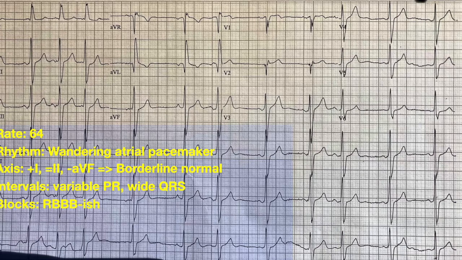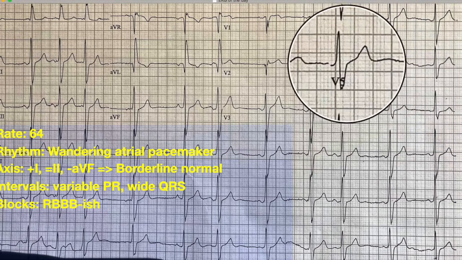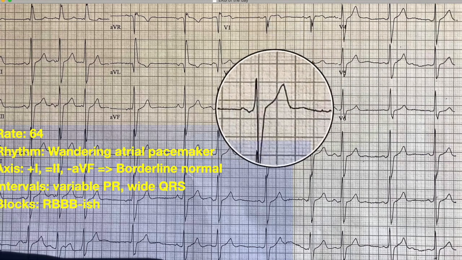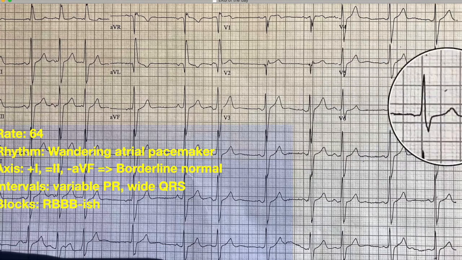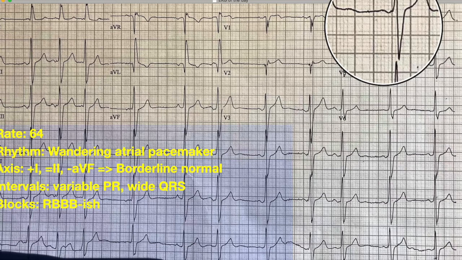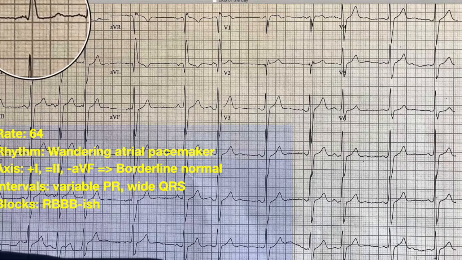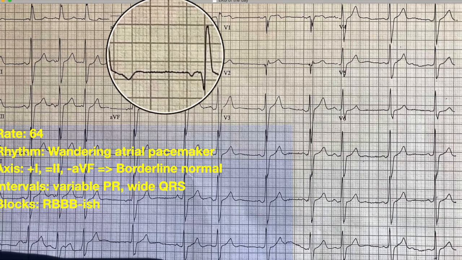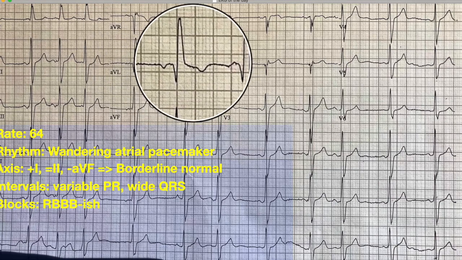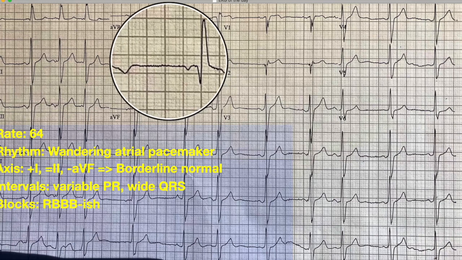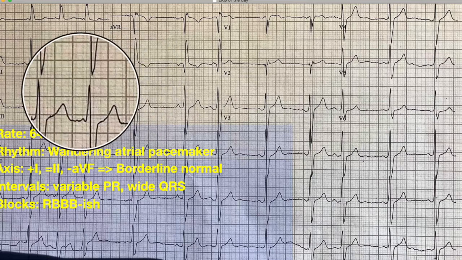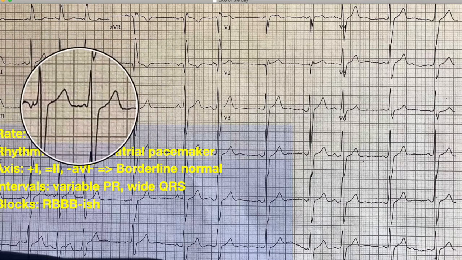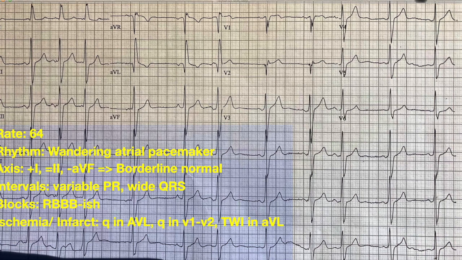So rate, rhythm, axis, intervals, and blocks. Let's look at ischemia and infarcts. What do we see? Any signs of ischemia, i.e. ST depression? Not a whole lot in the precordial leads here, and I certainly don't see any sign of ST elevation in the precordial leads. None there. If I look over in the limb leads, lead 1, no ST depression in the laterals. T-wave is inverted here. That doesn't necessarily mean a whole lot in AVL, and certainly, again, no obvious ST depression or elevation here. So let's say we don't see any obvious ischemia here.